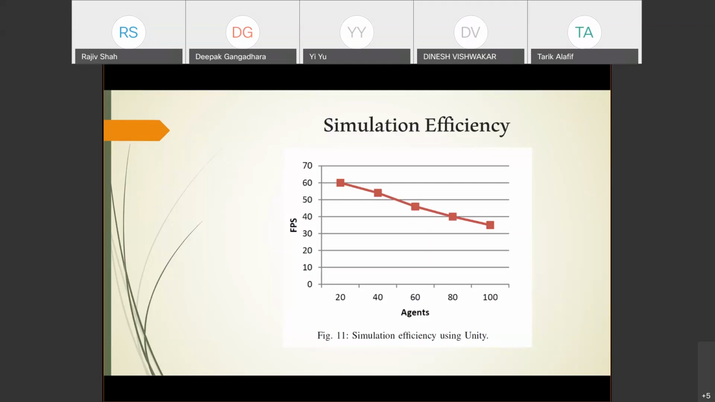Yeah, basically the more agents we add to this simulation, the lower the frames per second gets. You can see it gets, I think, 34 when it's 100 agents. So that's what they have done in their experiment. But generally, Tariq, efficiency comes in terms of percentage, in terms of accuracy, but here it was a confusion for me.